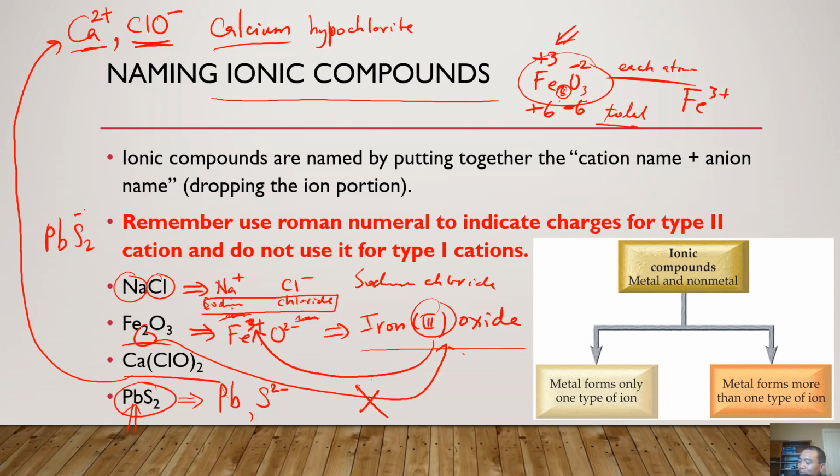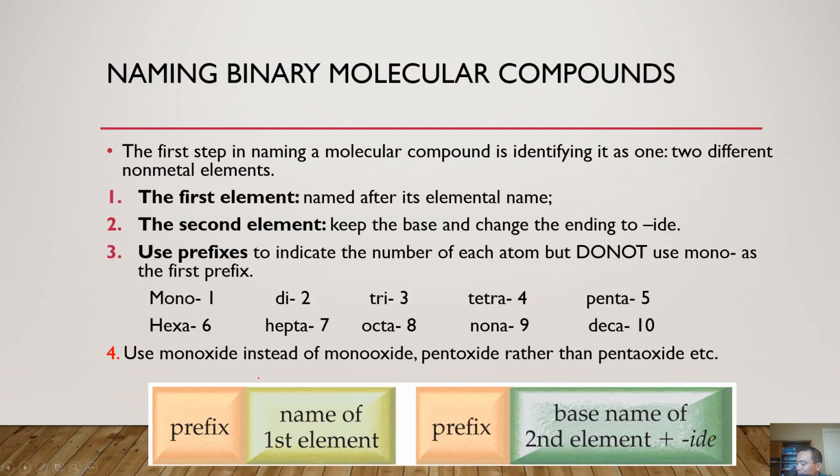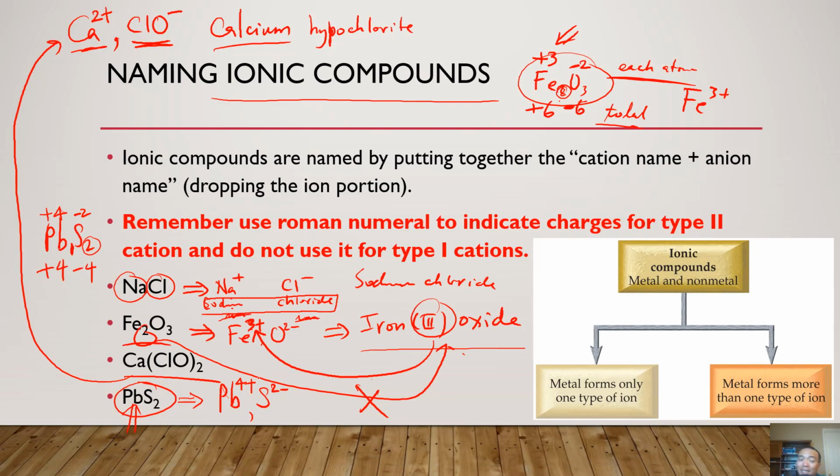Hey, remember PbS2. Each one is -2. So 2 sulfur will give you -4 charge. So to balance out the -4 charge, Pb is 4 positive charge, and it's 1 Pb or lead. So each lead will carry +4 charge. That's how you know it's 4 plus charge. And since Pb is not type 1, it's type 2, so you have to use Roman numeral. So you do know that's lead 4.